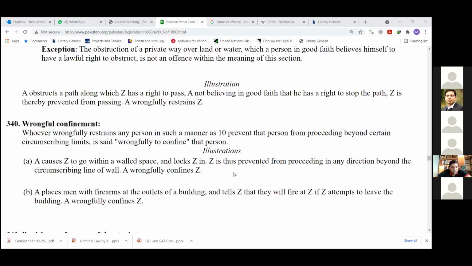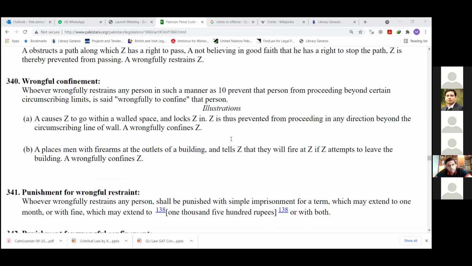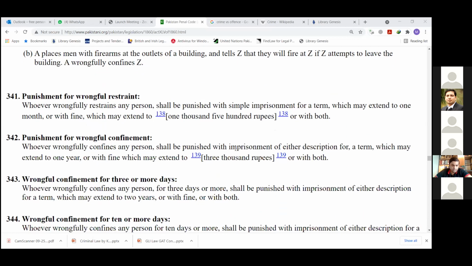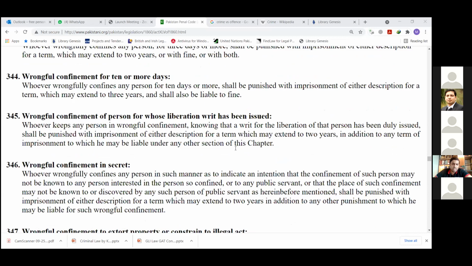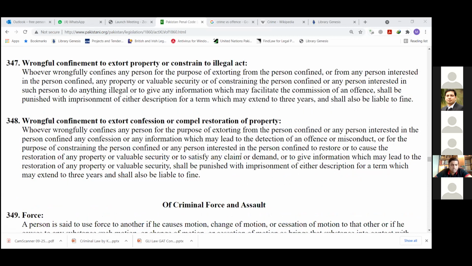Wrongful confinement, on the other hand, is restraint on a person as to prevent that person from proceeding beyond certain circumscribing limits. So if you hinder a person in going in one direction, like on a road, and you prevent that person from crossing a certain point of that road, that is called wrongful restraint. And if you confine that person in a room, that will be called wrongful confinement. Then the gravity of these offenses increases as the action is aggravated by added illegalities and offenses.